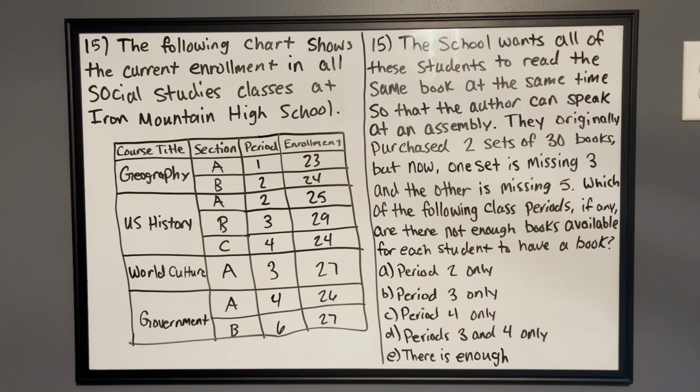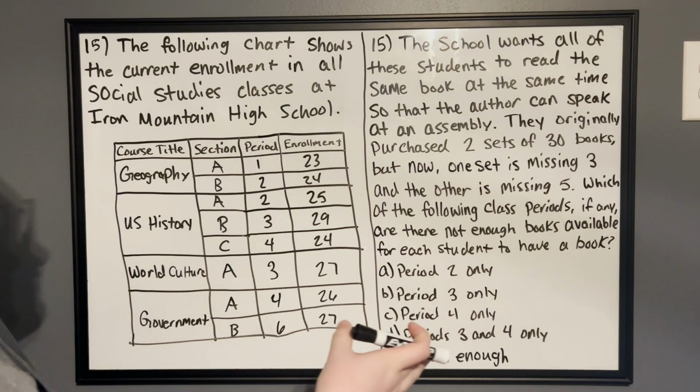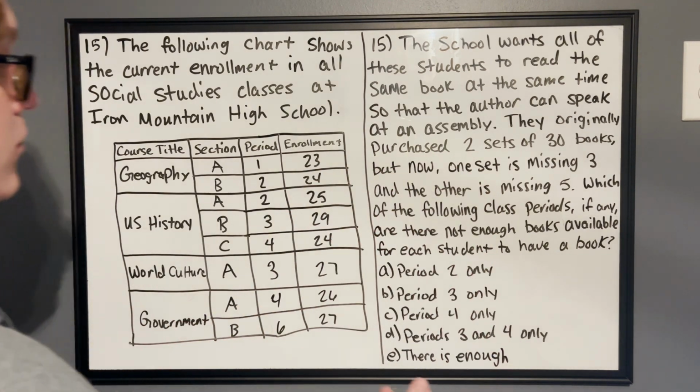Okay, so here we have question 15. So it uses the same chart, but now it says the school wants all of these students to read the same book at the same time so that the author can come speak at an assembly. They originally purchased 2 sets of 30 books, but now one set is missing 3 and the other is missing 5. Which of the following class periods, if any, are there not enough books available for each student to have a book? So we know that instead of having 30, we have one set that has 27 books and one set that has 25 books.